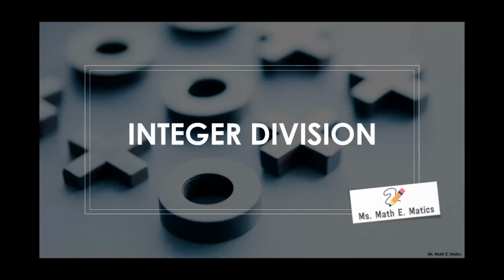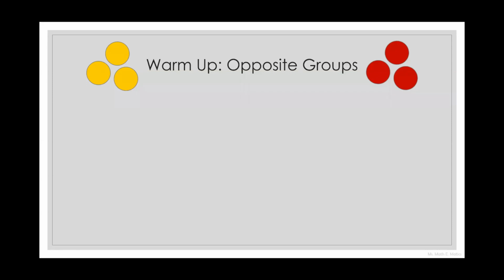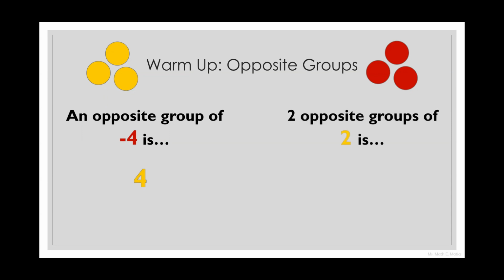So we're going to begin by warming up by talking about opposite groups. Now remember, with these counters, yellow represents positive and red represents negative. So let's talk about an opposite group of -4. An opposite group of -4 would be +4. Now, what about if we have two opposite groups of +2? Two groups of +2 is 4, but an opposite of that is -4. So, keep that in mind as we move through this lesson.